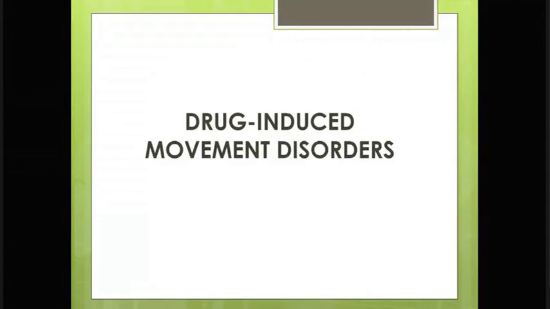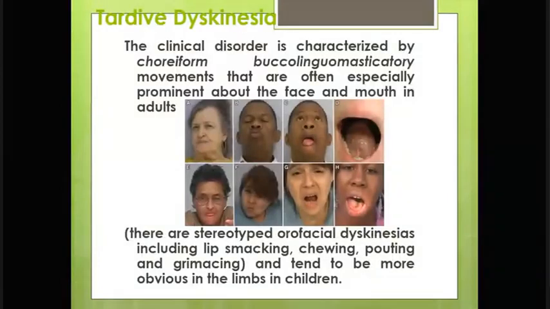We have an enormous group of movement disorders. Maybe in the past it was highly recognized, but nowadays, because of the use of a new generation of antipsychotics, fortunately there is a relative decrease in incidence. The most common important movement disorder is tardive dyskinesia. Tardive means late onset. Tardive dyskinesia is the clinical disorder characterized by choreiform movements.